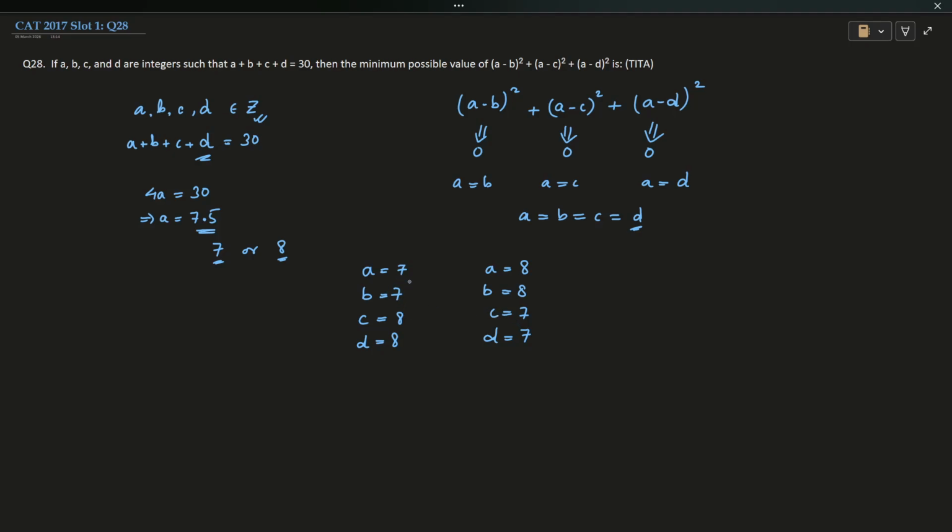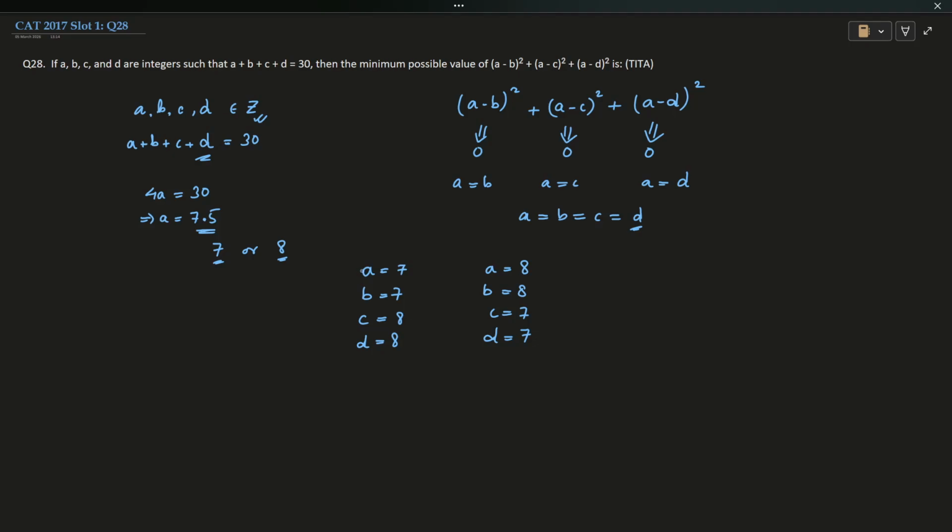And why am I taking them as 7 and 8? Because the average is 7.5. I have to make sure that the average is 7.5, and all of them are integers. And I have to make sure that the expression is minimum. The expression will be minimum when each of the numbers is very close to each other or equal to each other.